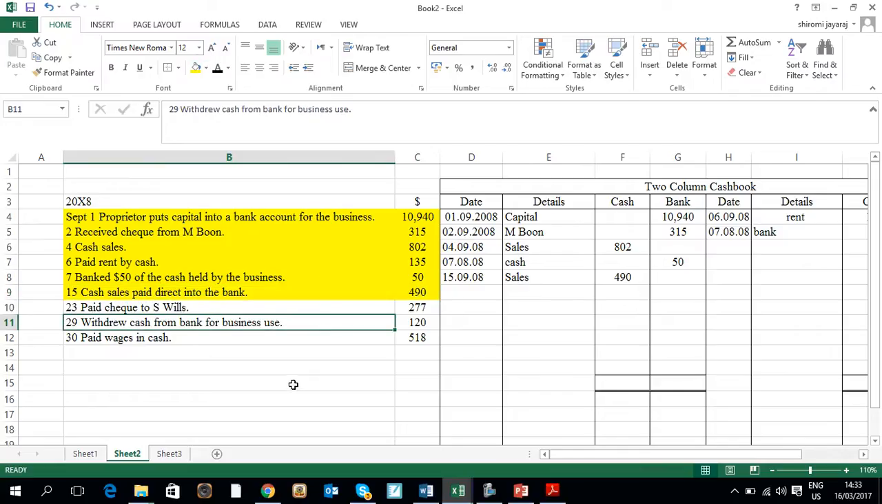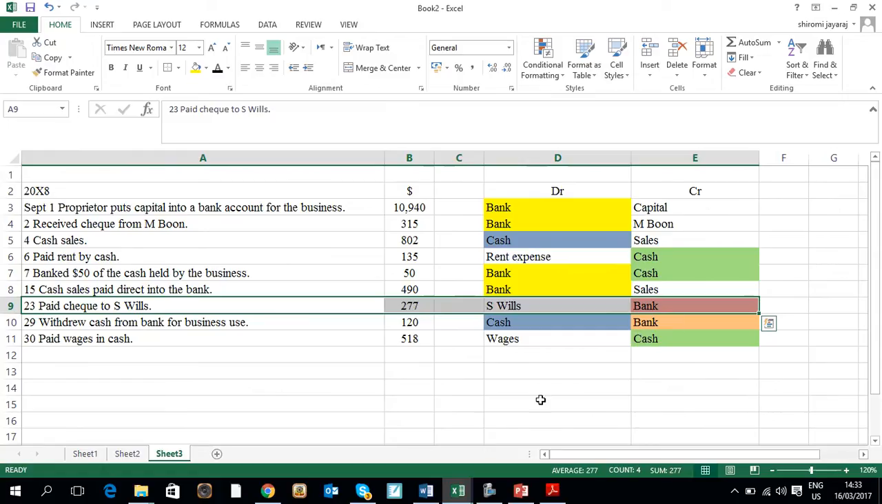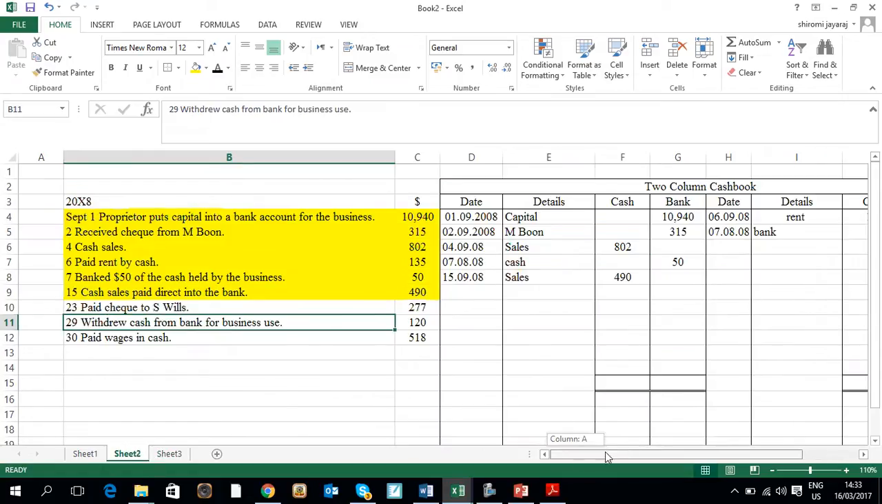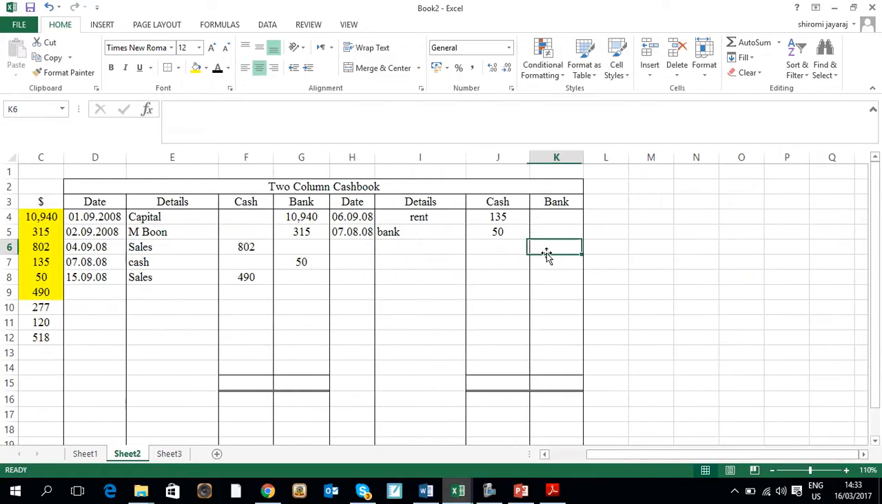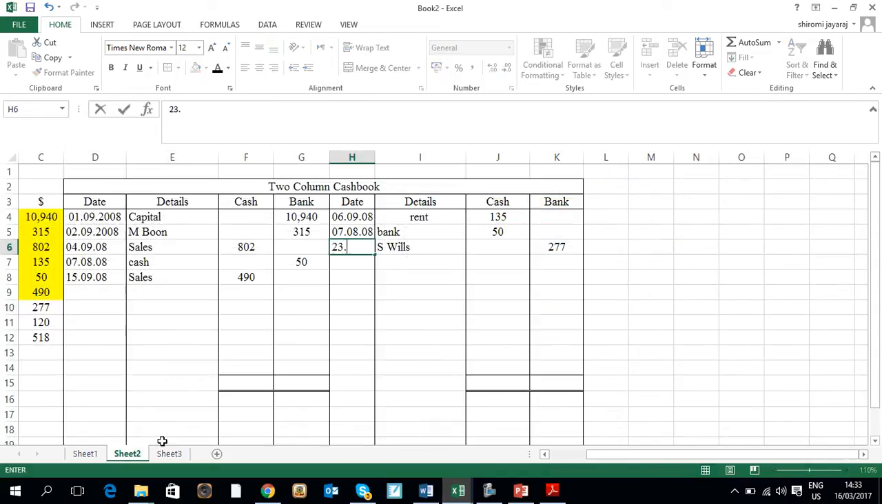Let's move on to the next. Paid check to S. Wills. The double entry for this: S. Wills debit, bank credit. Go to the cash book, bank column, and the value is 277, and to whom we paid it is S. Wills, and the date is as at 23rd 9/08.